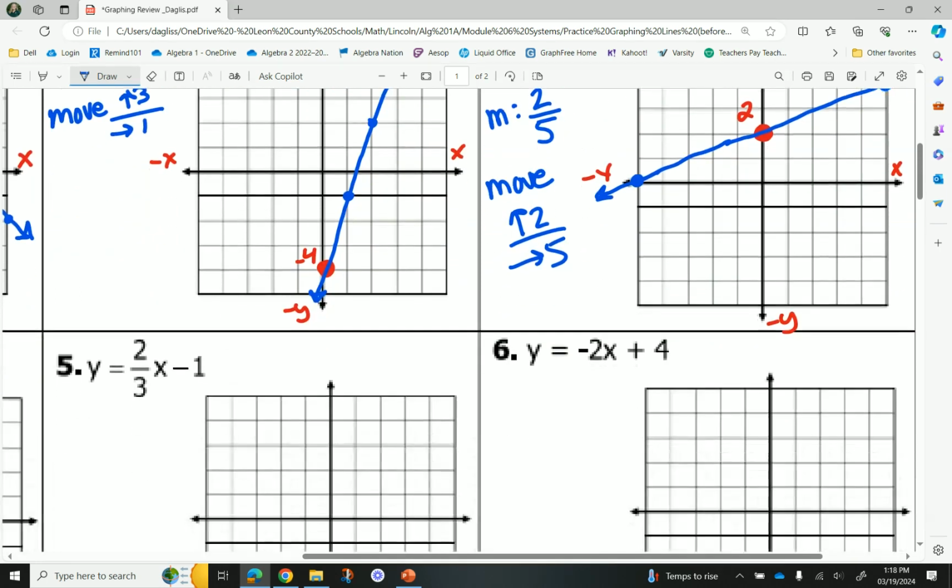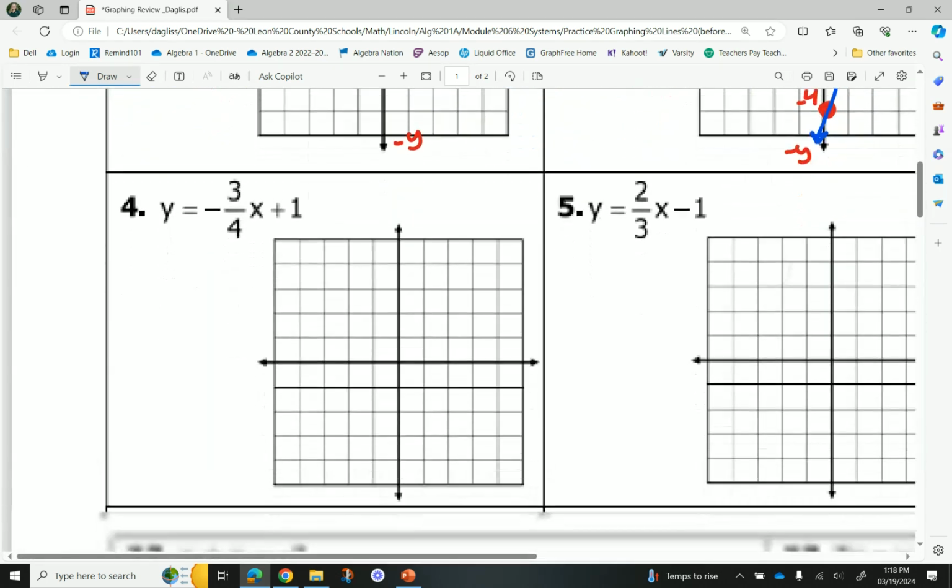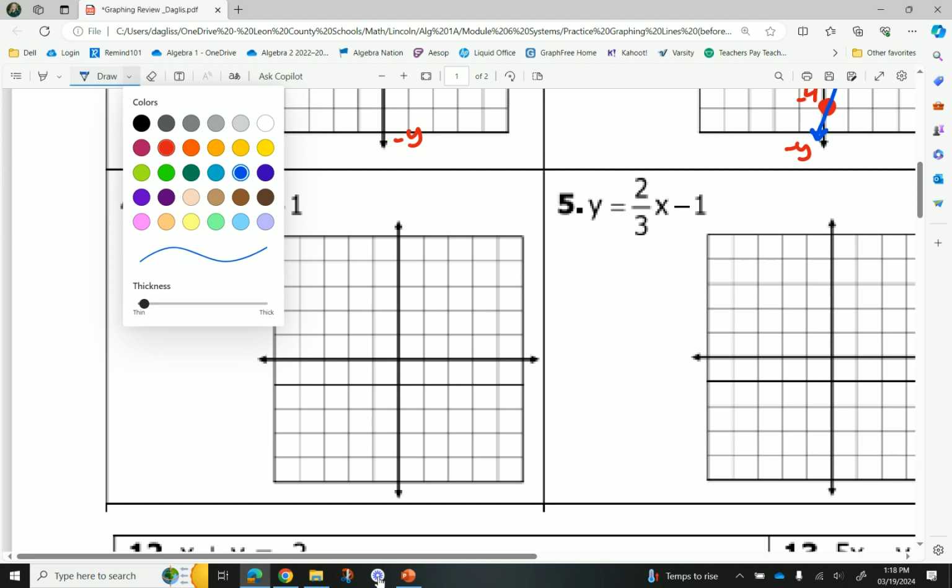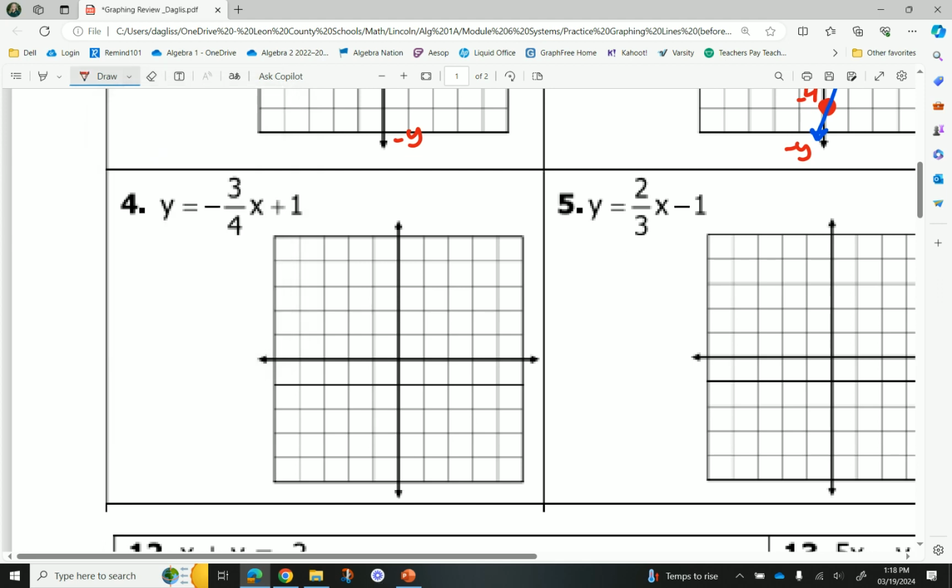Okay. Let's go over to number 4. Number 4. Is this line going to rise up or fall down? Fall down. How do you know that? Negative. There's a negative. There we go. Down 3 to the left 4. And, well, no, it's still to the right. It's always to the right. Remember, the negative just means down. So just go down.